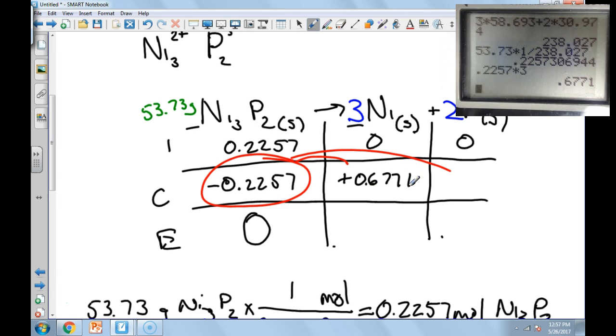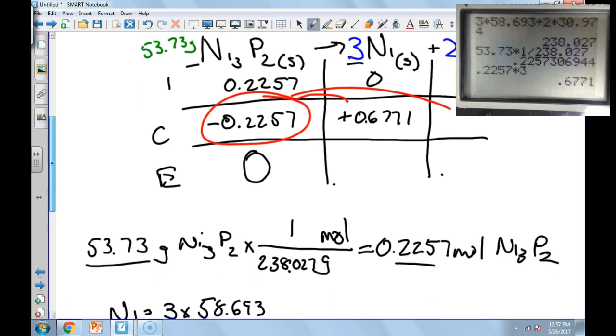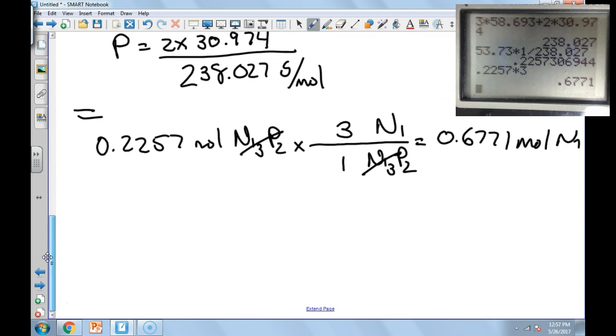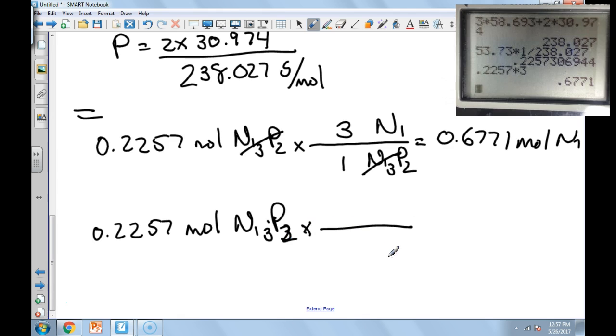0.6771. We do a similar calculation to figure out how many moles of phosphorus we're going to use. We start with the moles of nickel 2 phosphide. Whoops, 2. And then we're going to get rid of nickel 2 phosphide, and we are going to convert that to phosphorus.